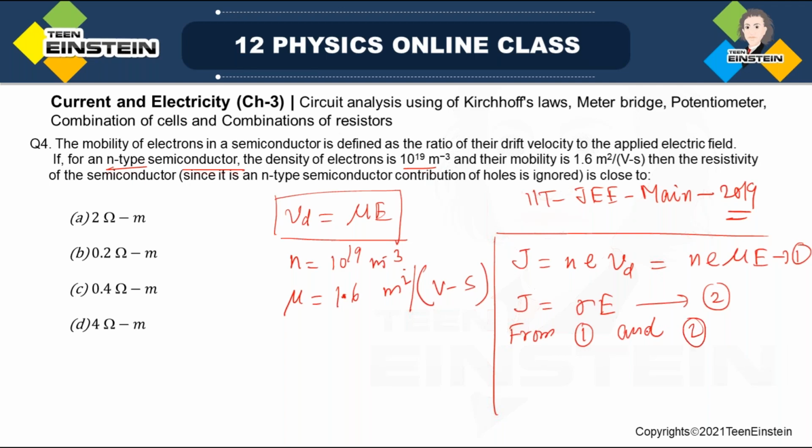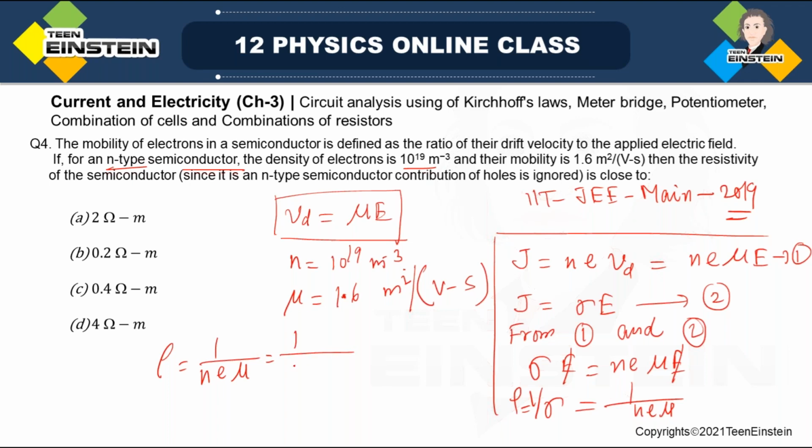from 1 and 2, what we can say is sigma E is equal to n e mu into E. This E can get cancelled. Now we have to find out the resistivity. Resistivity is actually the reciprocal of conductivity. This sigma is conductivity, so the resistivity will be 1 over n e mu.